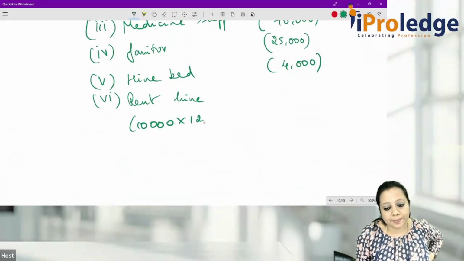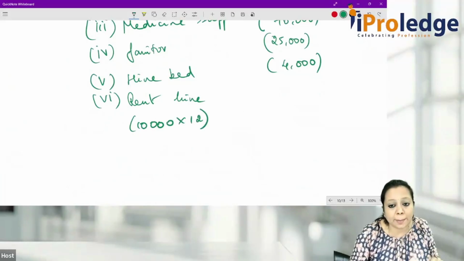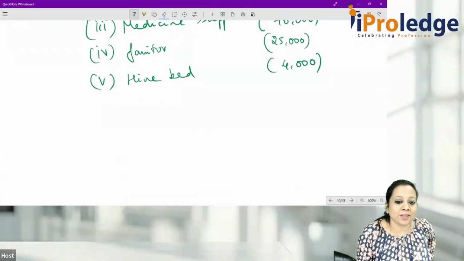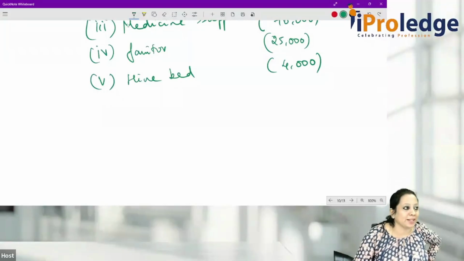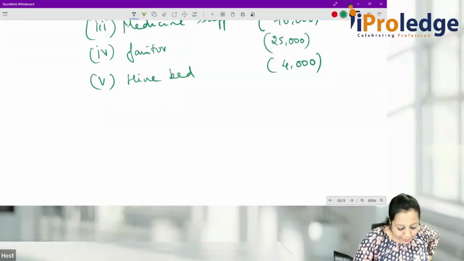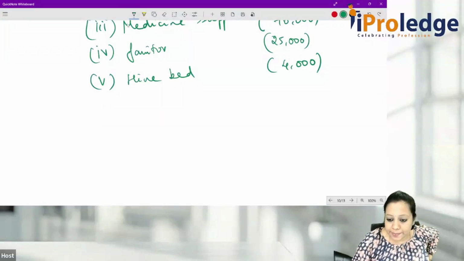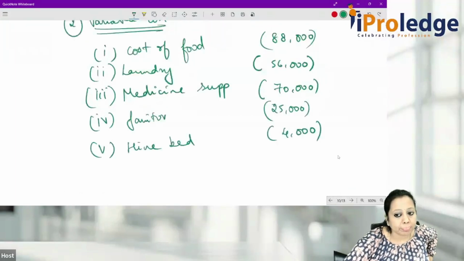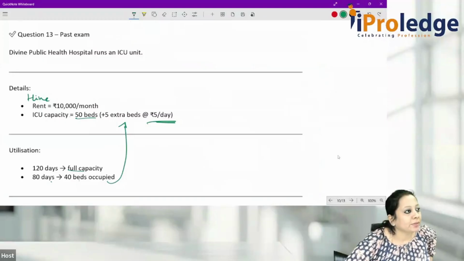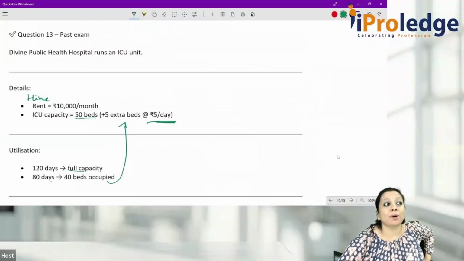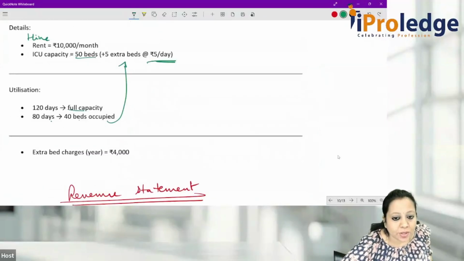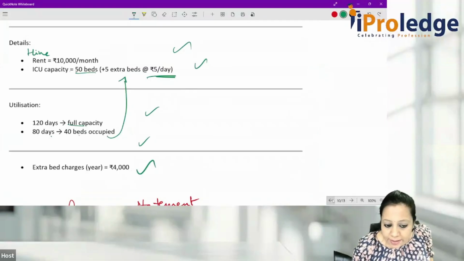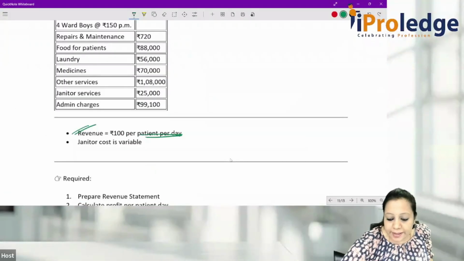10,000 into 12. Of course, this will come in fixed. I figured out the mistake, so I wanted to tell you immediately. This will come in fixed. Yes. So this also we have taken. Then 1 minute. Obviously, per month, no. Yes. It's not about the word. It's about whether it is per month or not. So we have taken this. Extra bed charges. We have taken this. Okay. Then we will take this.